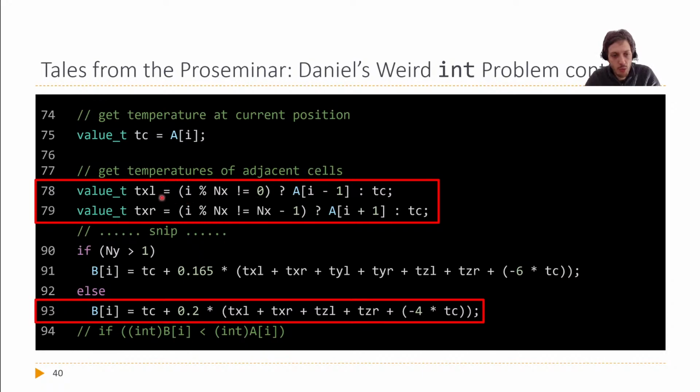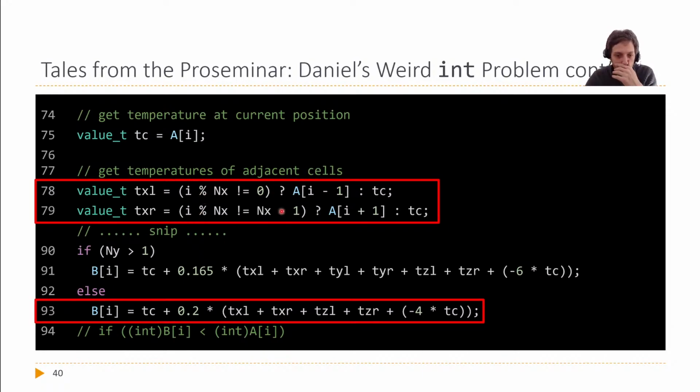So what we do here is we try to compute the value of the left neighbor and the right neighbor, and we try to do boundary checks. If we are not at the boundary, we take the neighboring value, otherwise we take the center value. And this is a two-dimensional stencil. However, Daniel's group implemented this as a single-dimensional problem. So instead of just checking for larger or smaller, they need to use the modulo operator.